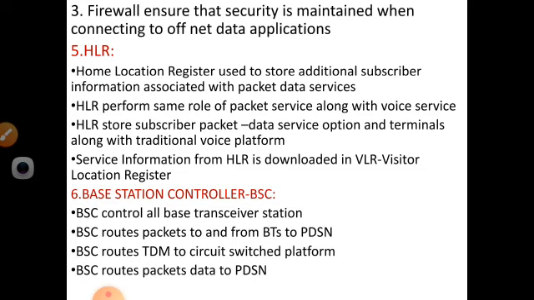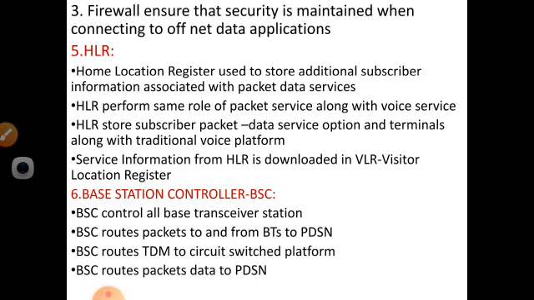And the fifth parameter will be the HLR, that is the home location register, already studied in the previous topic. It does store the additional subscriber information associated with the packets as well as the data services. So this HLR will store subscriber information like data as well as the terminals along with the voice platform. In this case, the terminals are nothing but the base station, the distance between the base station and the subscriber. Data is nothing but the information which will be passing from one mobile phone towards another mobile phone, or information which is received from one mobile phone by another mobile phone.